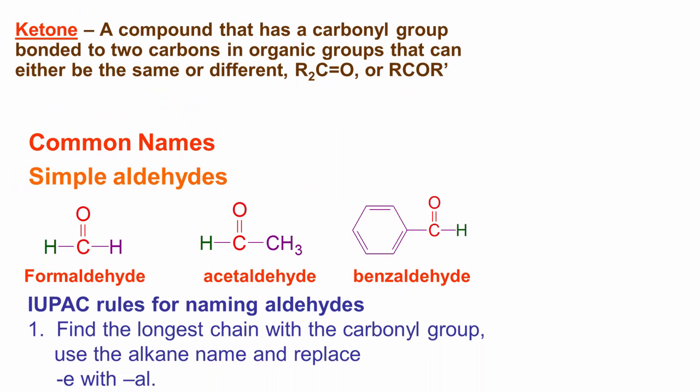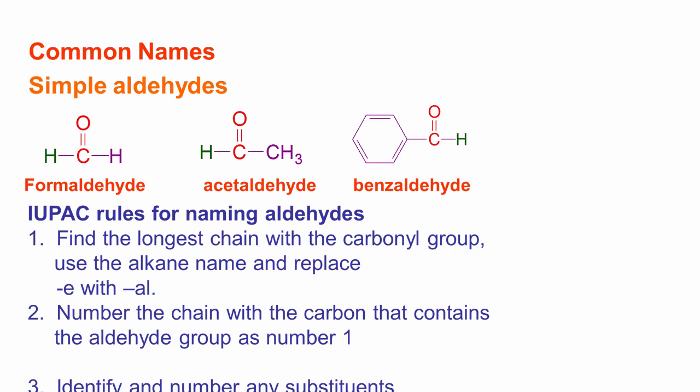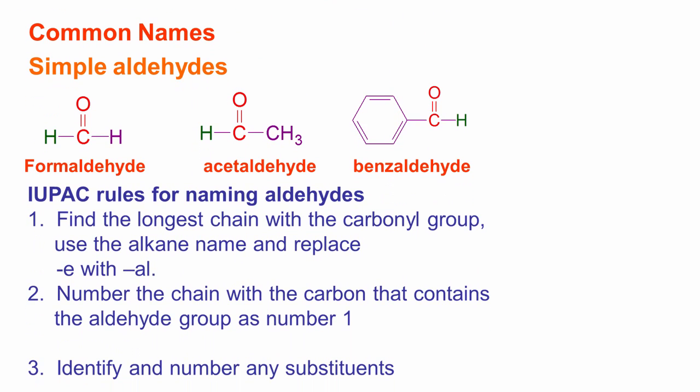So let's start naming some of the aldehydes. Again, a lot of these compounds go by their common names. Here is the smallest aldehyde, and this is formaldehyde. Notice that the carbonyl carbon is bonded to 2 hydrogens. The next one is a 2-carbon aldehyde, and it is called acetaldehyde. And then we have a benzene ring with the aldehyde group here, and this is called benzaldehyde.